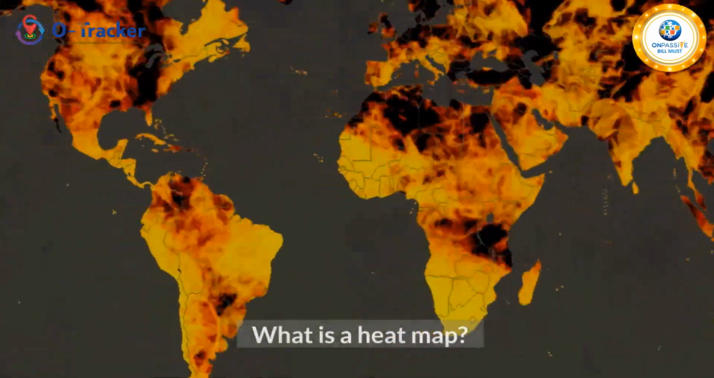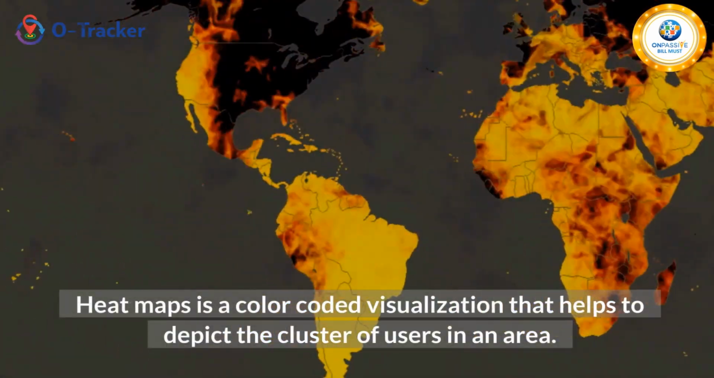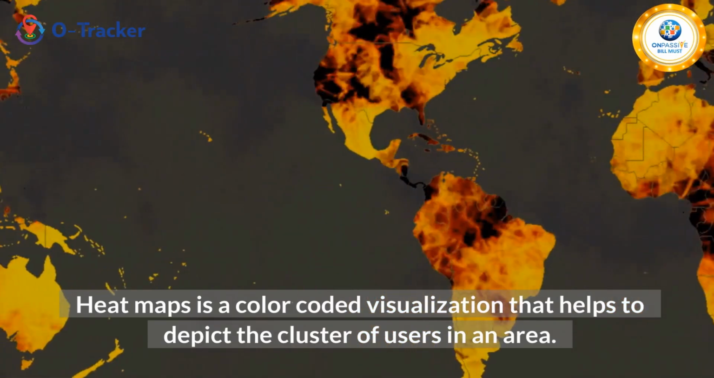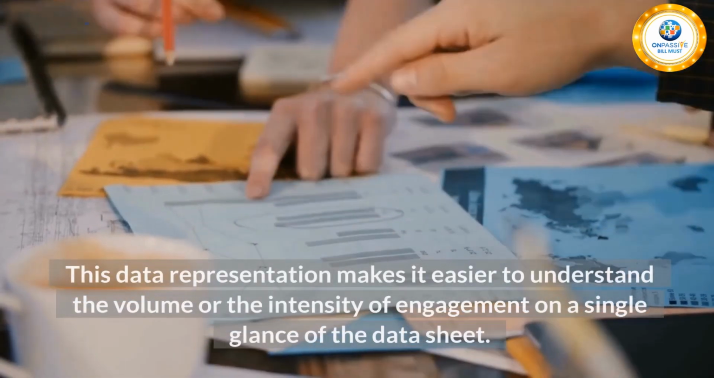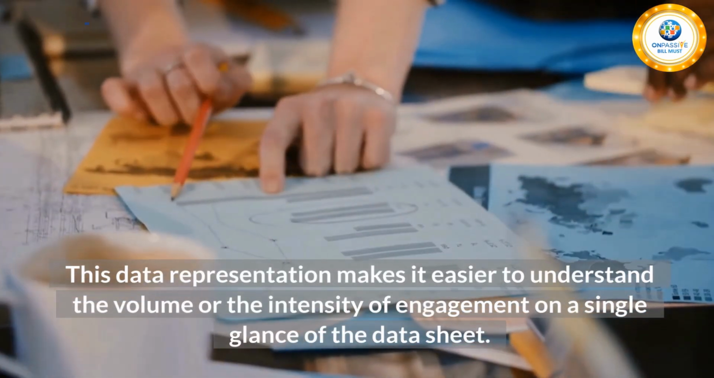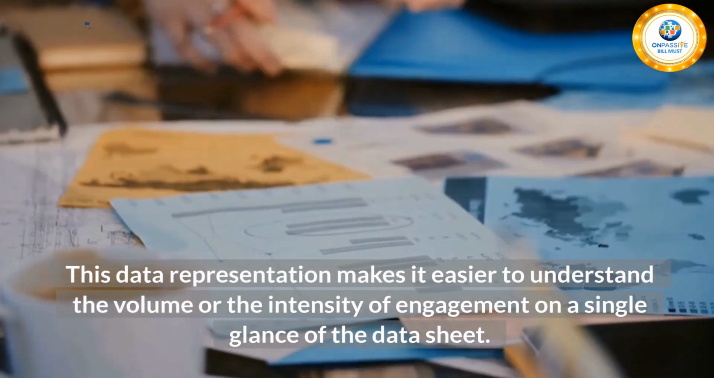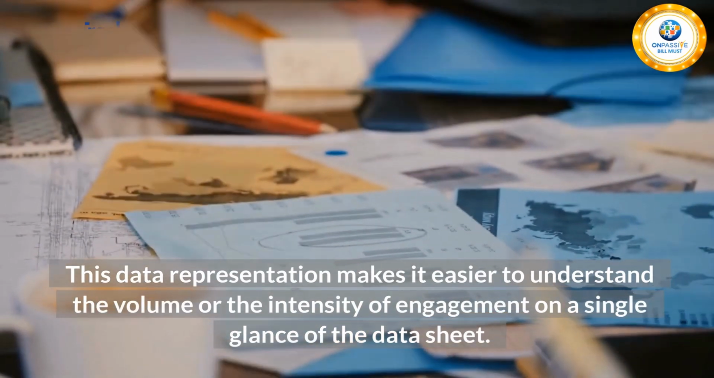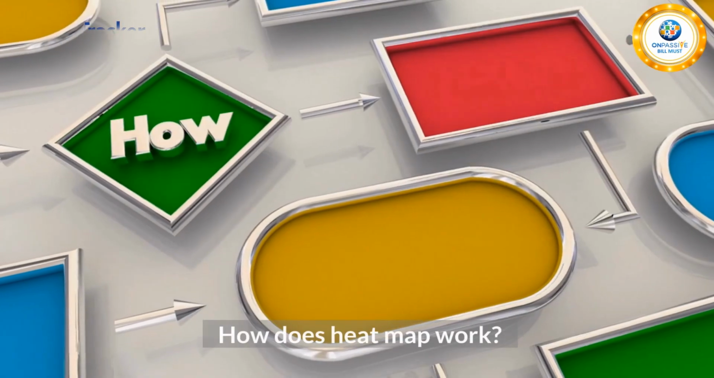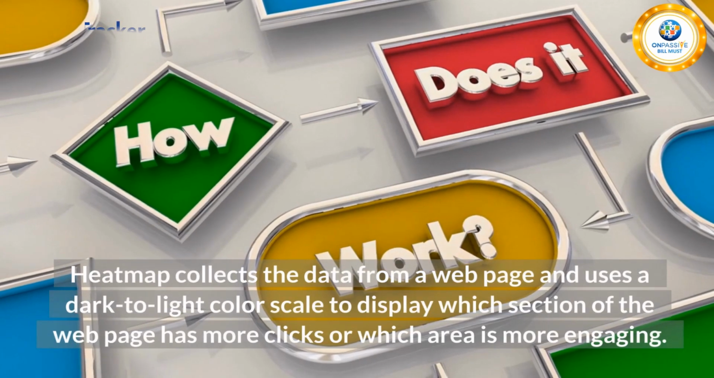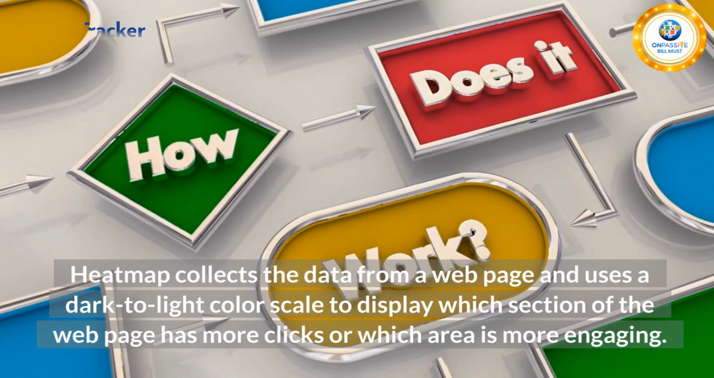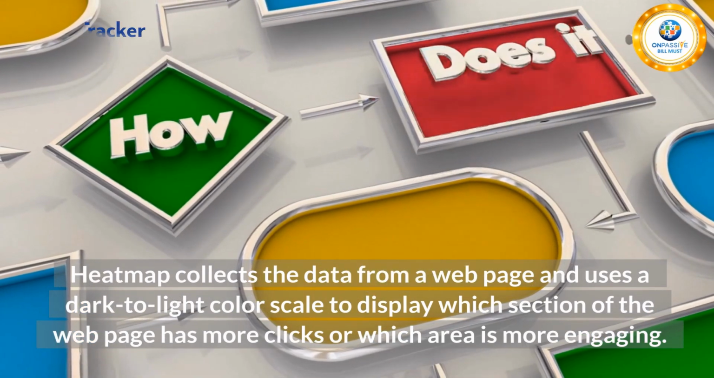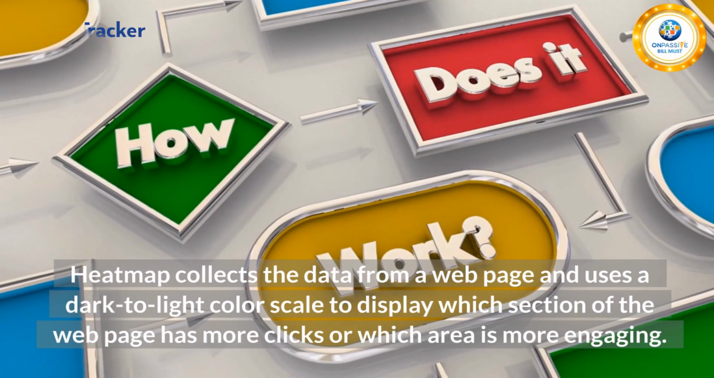What is a heat map? Heat maps is a color-coded visualization that helps to depict the cluster of users in an area. This data representation makes it easier to understand the volume or the intensity of engagement at a single glance of the datasheet. How does a heat map work? Heat map collects the data from a web page and uses a dark to light color scale to display which section of the web page has more clicks or which area is more engaging.